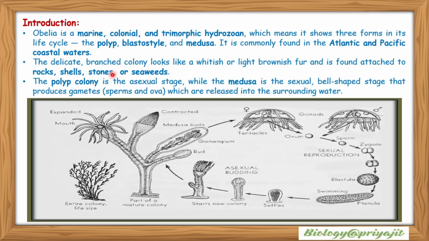The delicate branched colony of Obelia looks like a whitish or light brownish fur and is found attached to rocks, shells, stones, or seaweeds. The polyp colony is the asexual stage, while the medusa is the sexual bell-shaped stage that produces gametes, whether sperms or ova, which are released into the surrounding water.